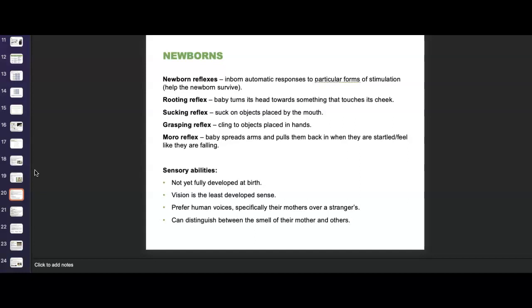Now, their sensory abilities are not yet fully developed at birth. And vision is the least developed sense. They prefer human voices, specifically their mothers', over a stranger's. And they can distinguish between the smell of their mothers and others. So their sensory abilities, though not yet fully developed at birth, are kicking in almost immediately after birth, which is why babies are immediately placed into the arms of their mothers so they can begin to develop their senses.